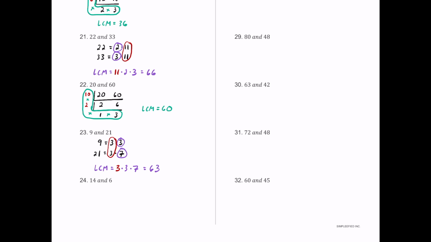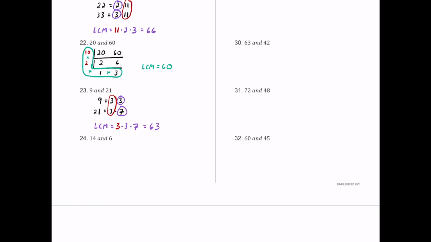For 24, let's go ahead and use the ladder method. So we have 14 and 6. And they're both even numbers, so I'm going to just start with a 2, nice and easy. Half of 14 is 7, and half of 6 is going to be 3. And I think 7 and 3 are both prime numbers, so they can't have anything in common besides 1. So let's see, 2 times 7 is 14, and 14 times 3 is going to be 42. So the LCM here, we can write LCM is equal to 42.